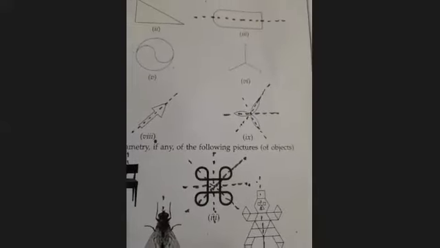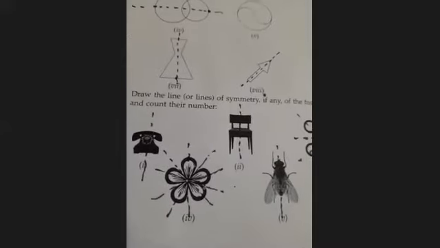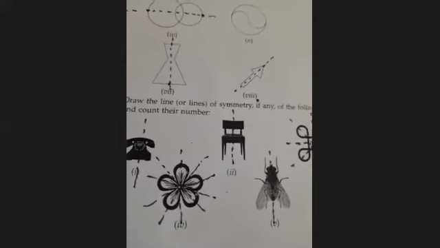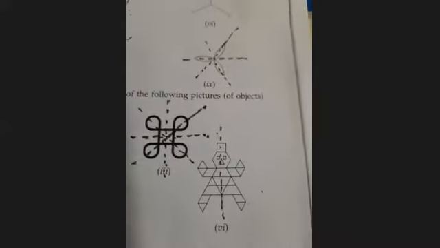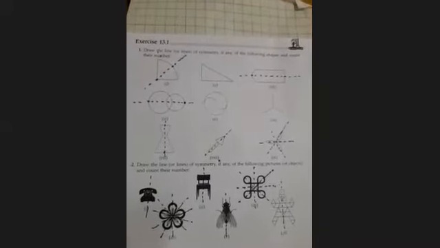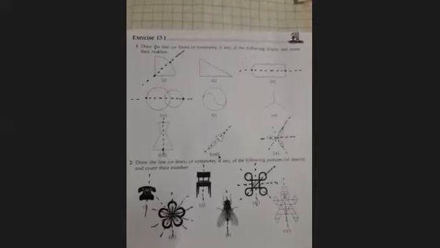Yes, friends, first figure, 1 line of symmetry. Second picture, 1 line of symmetry. Third, 4 lines of symmetry. Fourth, 5 lines of symmetry. Fifth, again 1 line of symmetry, and sixth, one line of symmetry. This is the first and second question of exercise 13.1. Clear, students? Next is the third question.